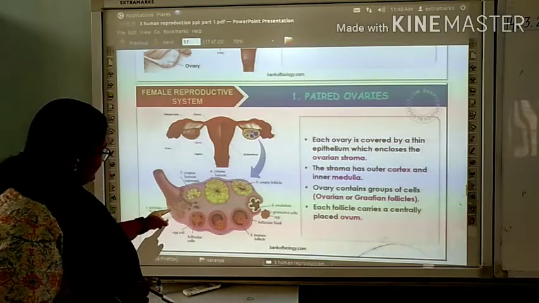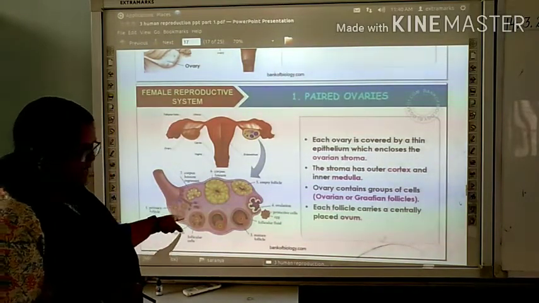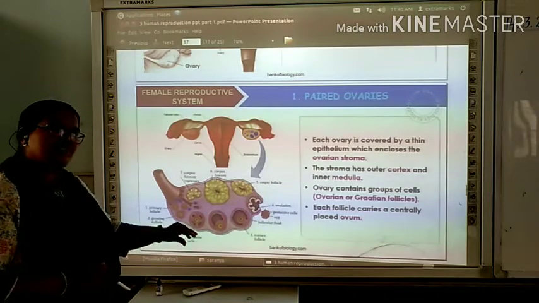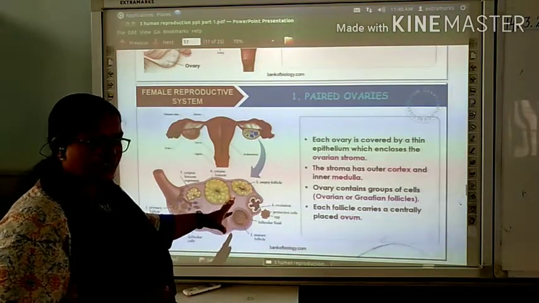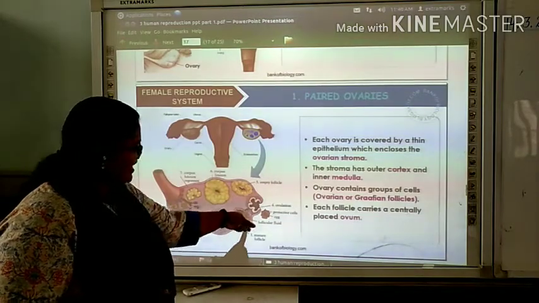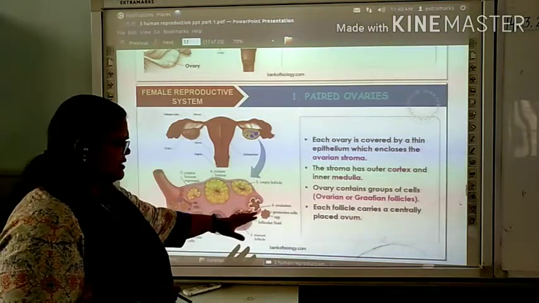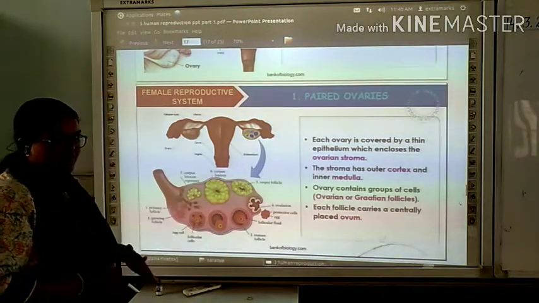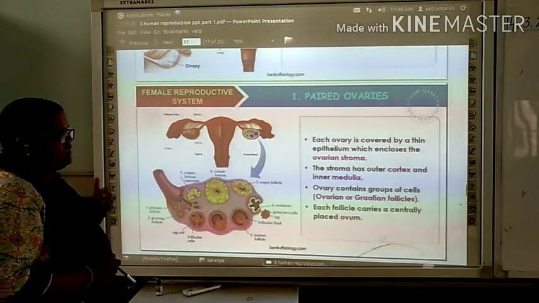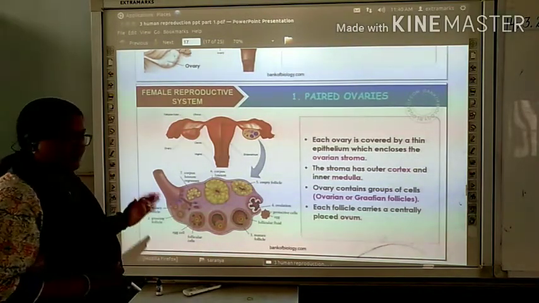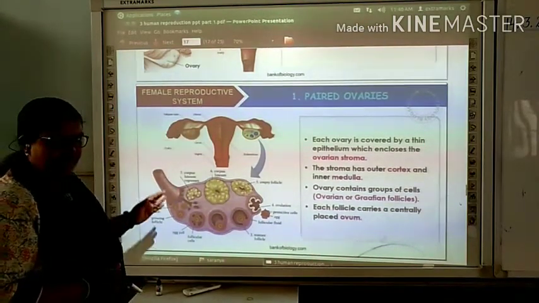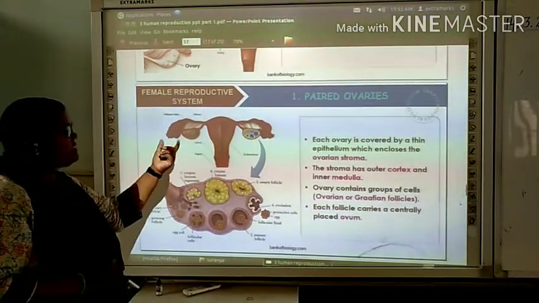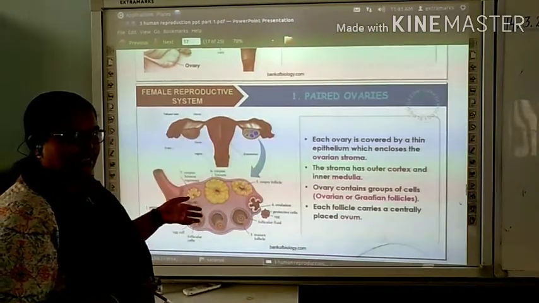Inside all these follicles there is an egg, enclosed in the follicle, but in different stages of development. At last, once it matures, it will rupture open and the egg will be released. This structure we will go through in detail when we learn about gametogenesis. So I hope it is clear, right. What we have discussed is the pair of ovaries, and in a section the ovary is covered by a thin epithelial lining, right.